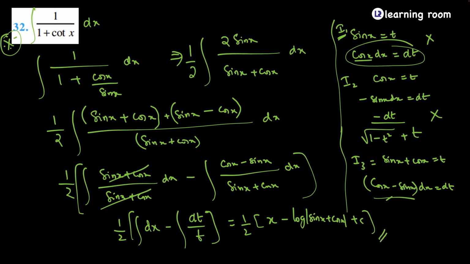I'm not sure what is the answer given at the back. Can I check once? Log of 1 plus cos x plus C. They wrote it as x by 2 minus, for that 2 is multiplied with everything.